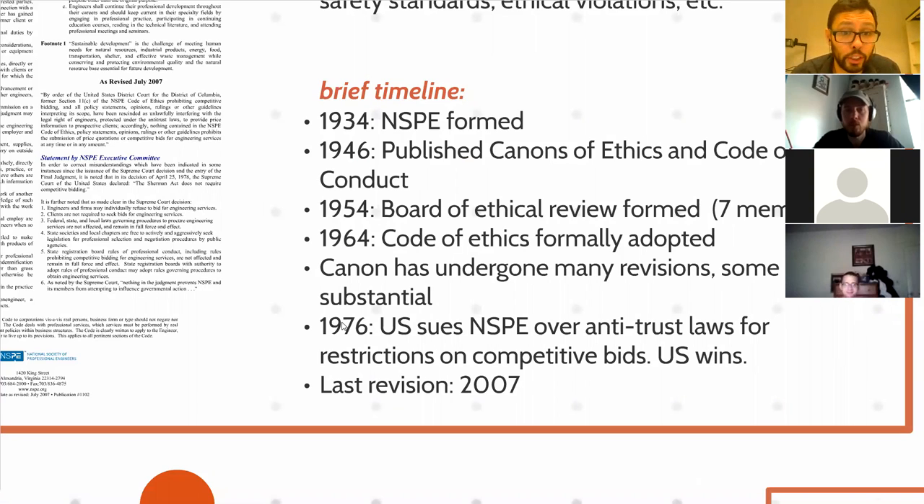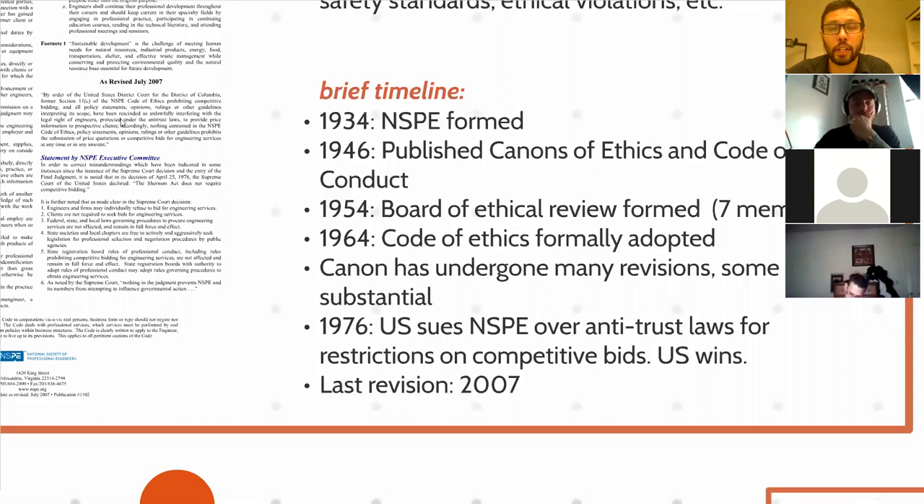Since the 60s, the Code of Ethics has undergone a lot of revisions, some of them pretty substantial, the most important of which happened back in the 70s when the NSPE was sued over antitrust laws. So several of the codes of ethics have to do with competitive bidding. And originally there were very tight restrictions on how much an engineer can engage in competitive bidding in order to win contracts.